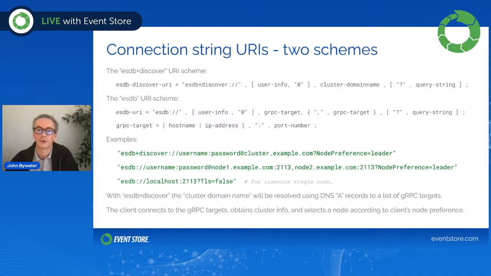And then you can provide a node preference in the query string, and the client will connect to one of the nodes in the cluster according to your client's node preference. So if you prefer to connect to a leader, it will try to find a leader. If you want to connect to a follower, it will try to find a follower.